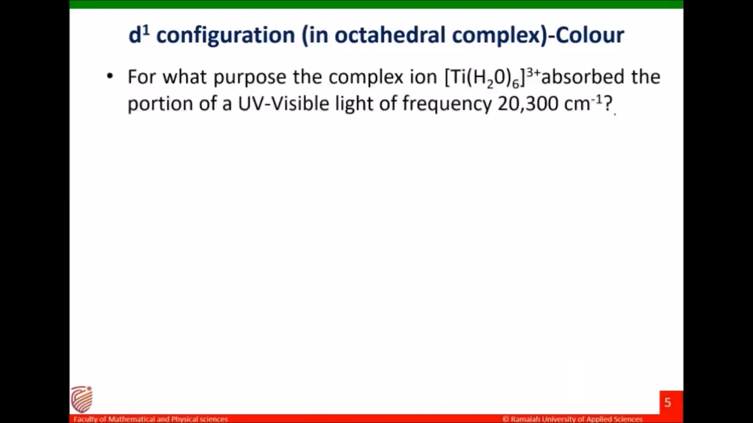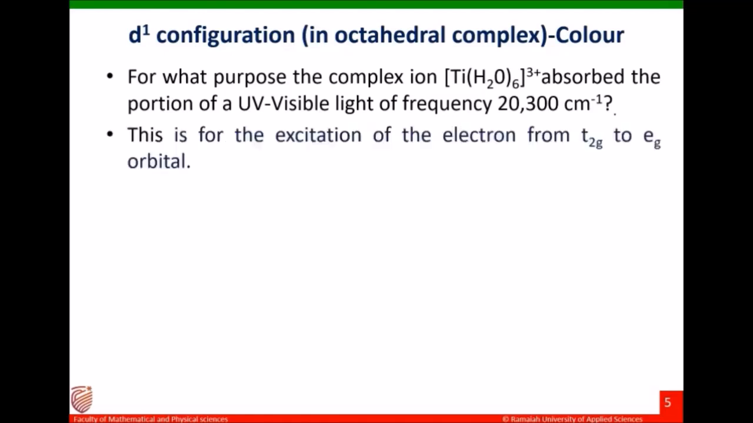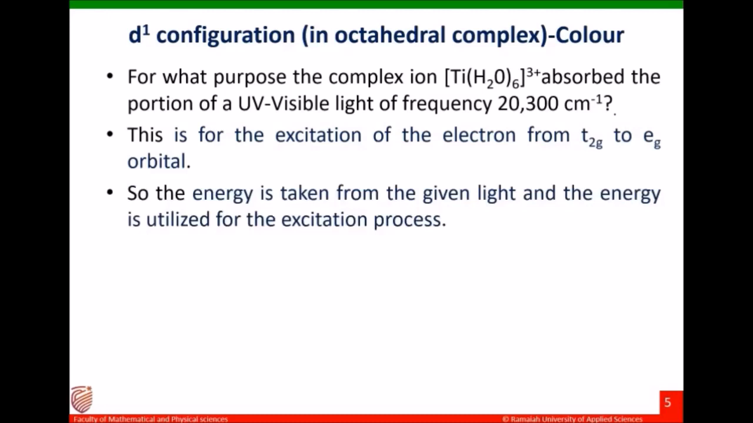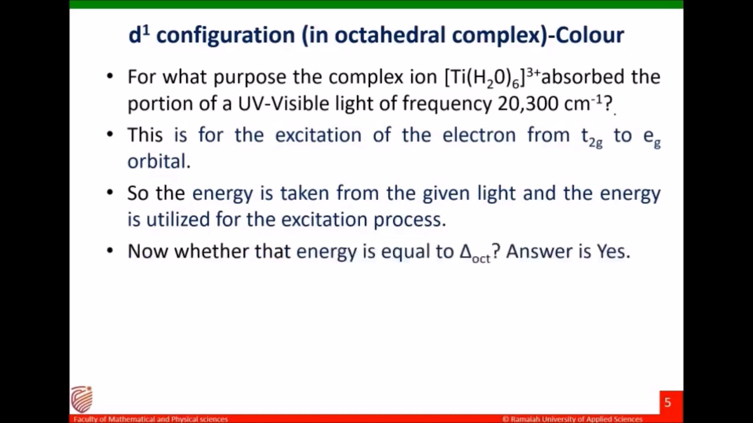For what purpose did the complex ion Ti(H2O)6 3+ absorb the portion of UV visible light of wave number 20,300 centimeter raised to -1? This is for the excitation of the electron from T2G to EG orbital. So the energy is taken from the given light and utilized for the excitation process. Now, is that energy equal to delta octahedral? Answer is yes. The energy required for the excitation is equal to delta octahedral.